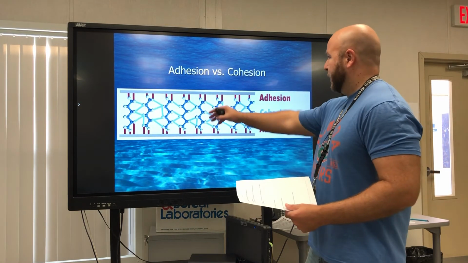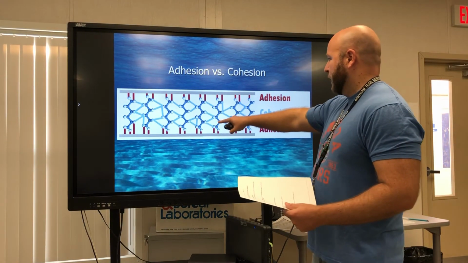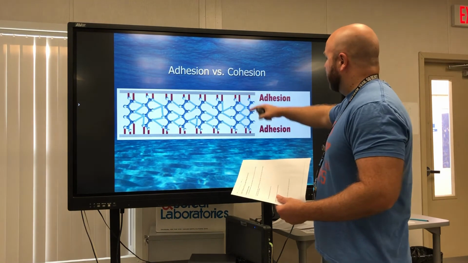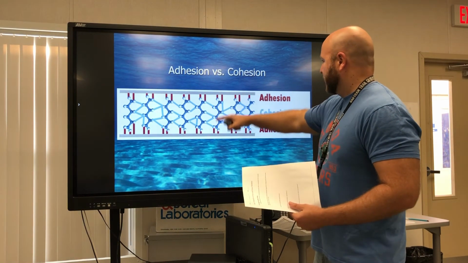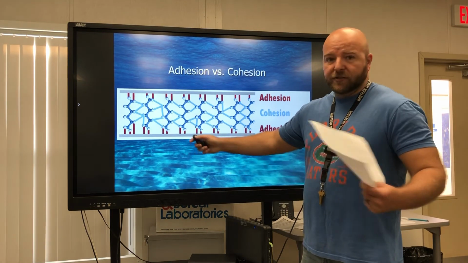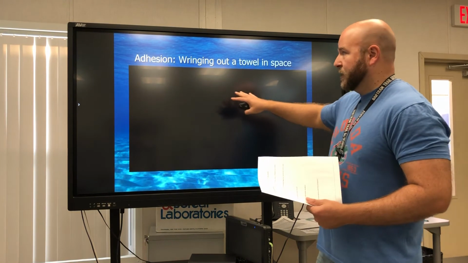So just an image here of adhesion versus cohesion. In the middle here, where the water molecules are sticking to themselves, that's going to be the cohesion. And here on the outside, it's sticking to these outside surfaces. That's the water adhering to other substances.